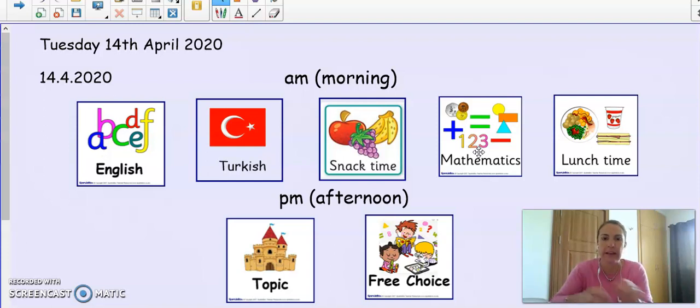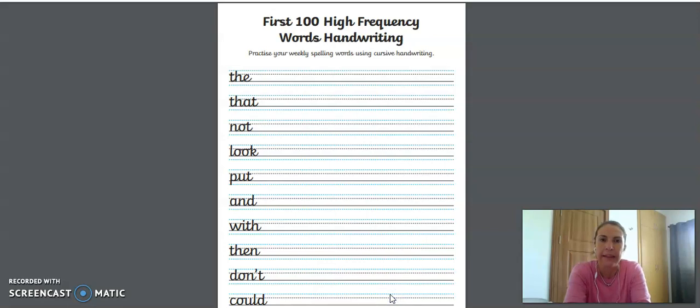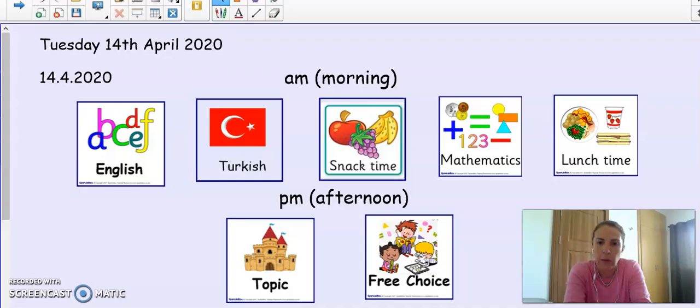We have also sent you some spelling and handwriting practice, which you can also do in your free time. But it's your choice. You don't have to do that. I'll show you what that looks like now. So that looks like that. And that means that you can practice your spelling and your handwriting. You don't have to print it out. You can just use it by copying it down from the screen. It's up to you. That can be part of your free choice time if you want to. Okay? So, back to the timetable.